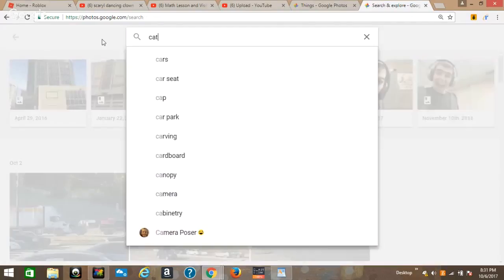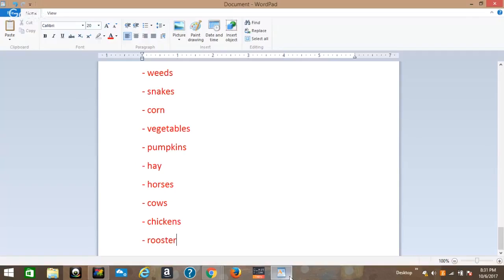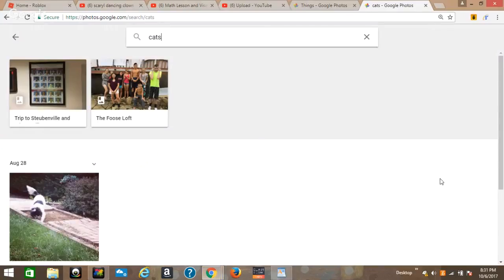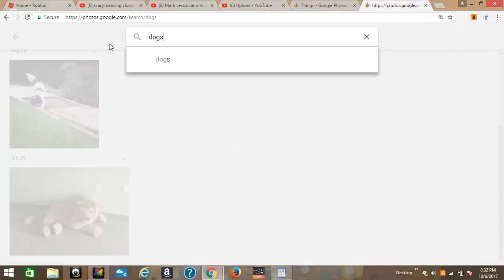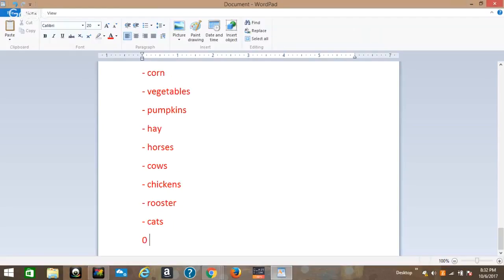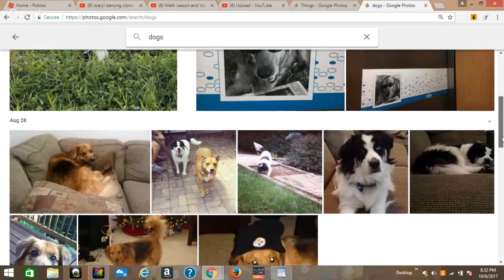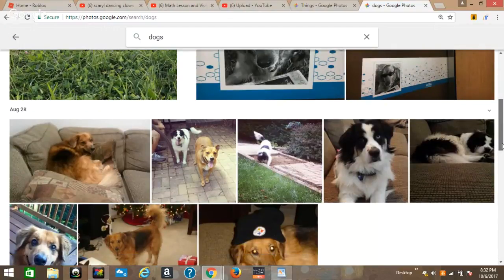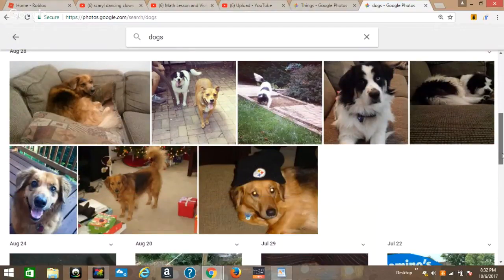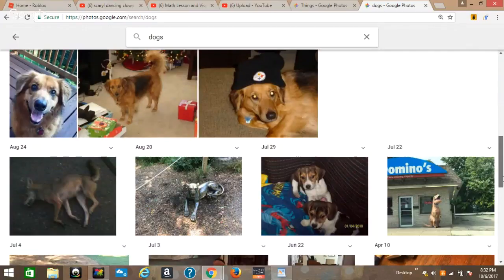Cats. Meow. Cats versus... Oof. And a lot of you probably have a dog at home. Dogs. Aw, look at those dogs. Aren't they cute? Little dogs. Aw, he likes to... Steelers. Aww, those two are cute right there.